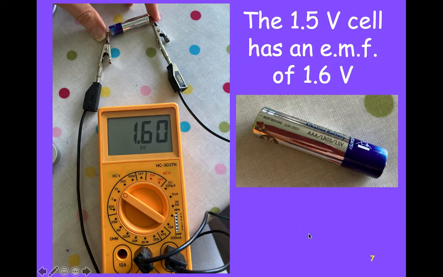So this is what I've done here. I've connected a voltmeter across a 1.5 volt AAA battery, and you can see that I'm getting a voltage of 1.6 volts, even though it should only be 1.5. So that's basically a little bit extra that's in the cell to allow for the fact that we lose a bit because of these lost volts. So the lost volts in this case would be 0.1 volts.